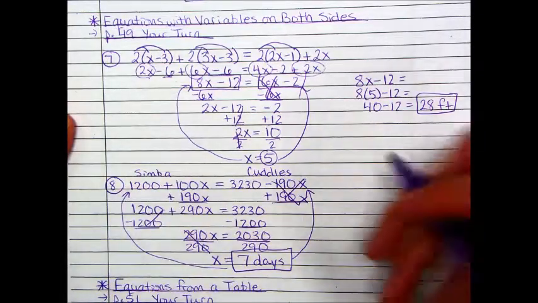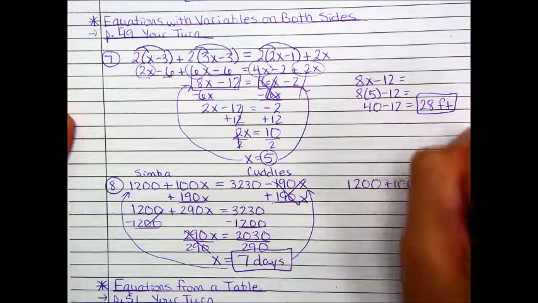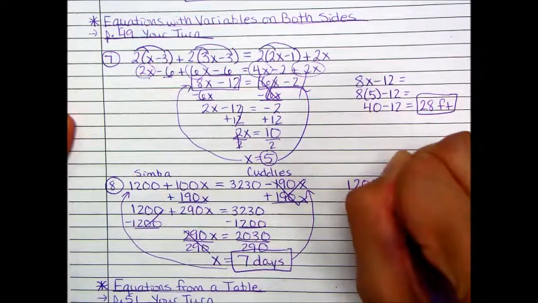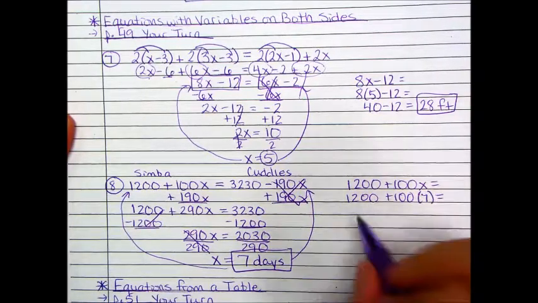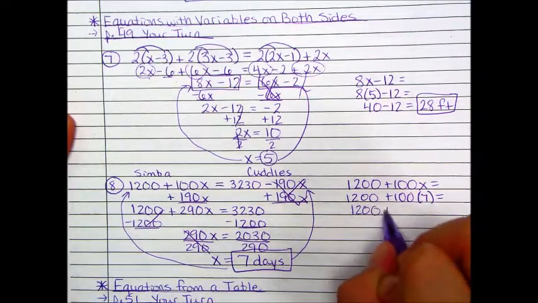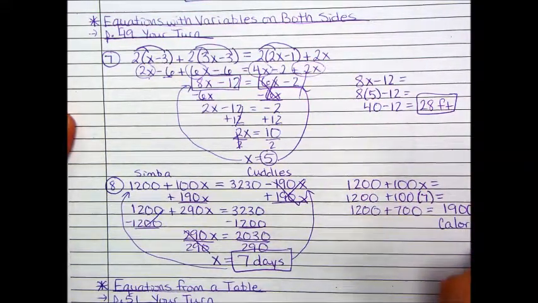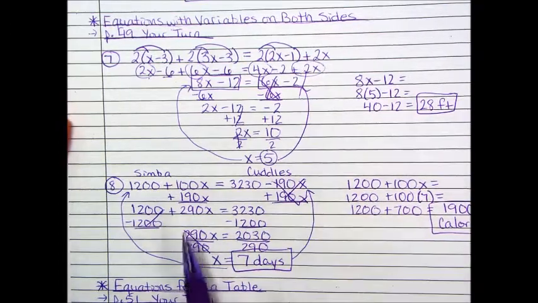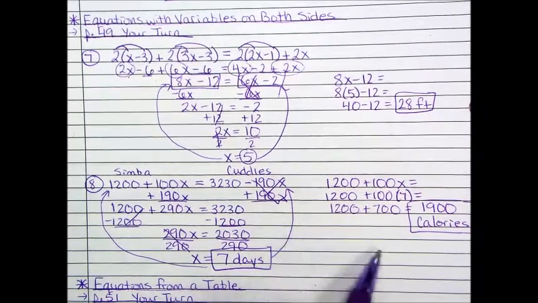So I'm going to do the Simba side and say if I did 1200 plus 100x and I now substituted in a 7 for my x, that would be like saying 1200 plus 700. So we know that 1900 calories is where Simba would end up. And because we made sure that that was the number of days it would take for Cuddles to be equal, either one of them would be consuming 1900 calories after 7 days.